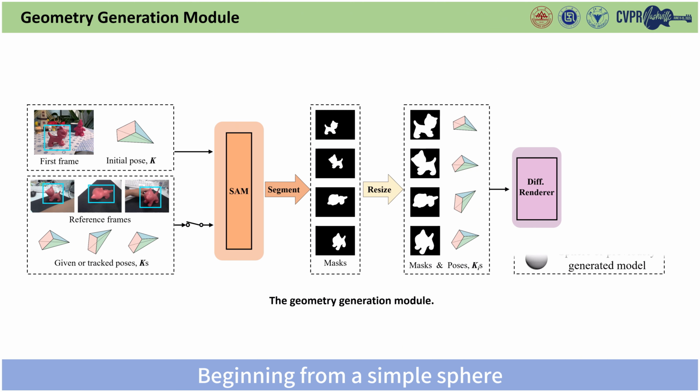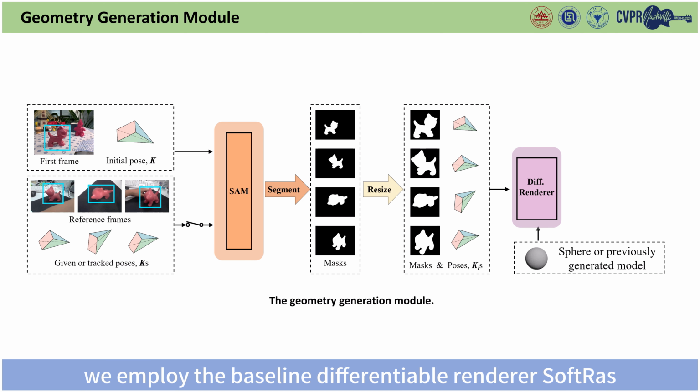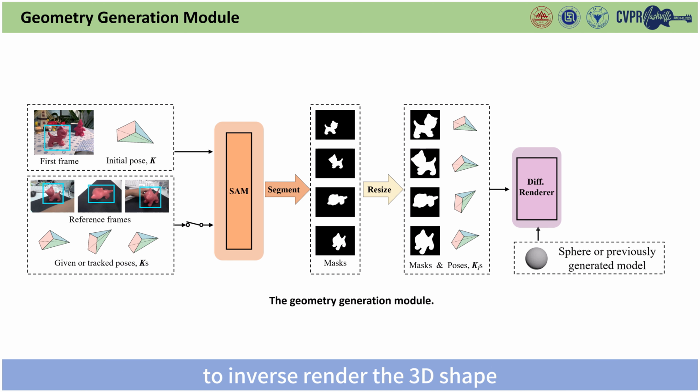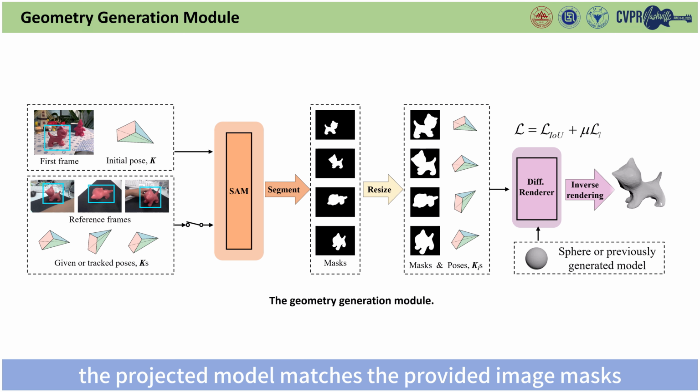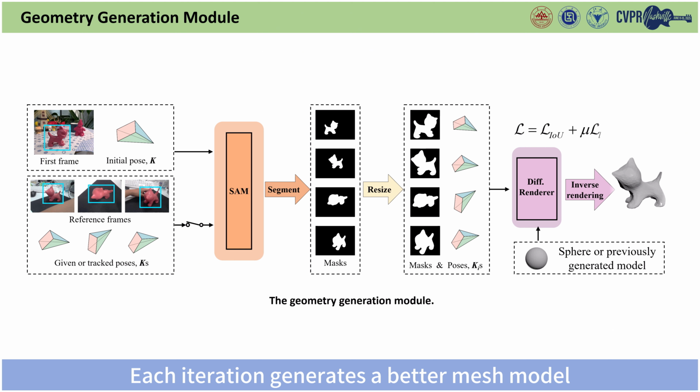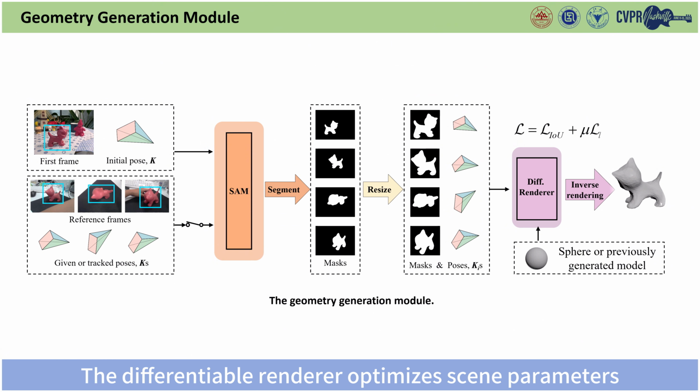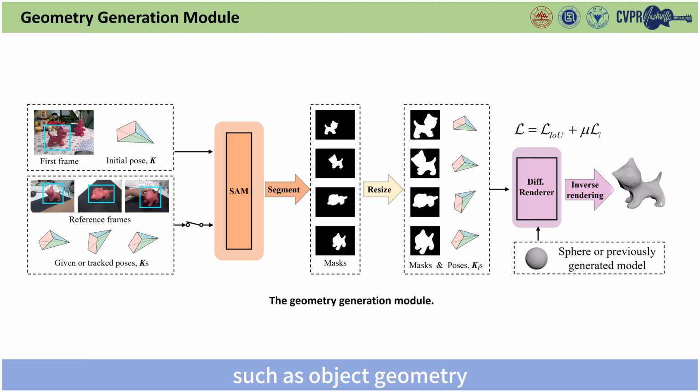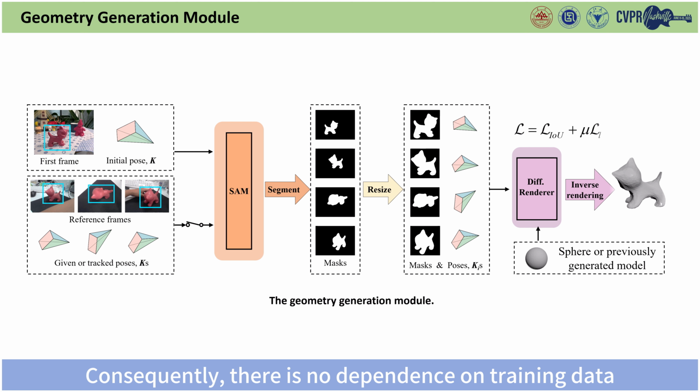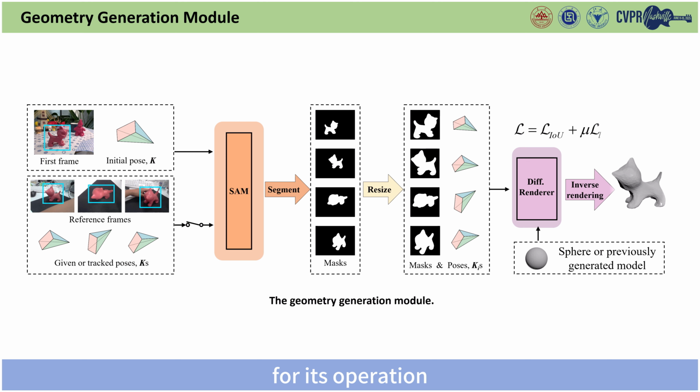Beginning from a simple sphere, we employ the baseline differentiable renderer SoftRas to inverse render the 3D shape by minimizing a loss function that evaluates how well the projected model matches the provided image masks. Each iteration generates a better mesh model, which is then handed off to the pose optimization module for tracking. The differentiable renderer optimizes scene parameters, such as object geometry, while the renderer itself does not require additional training. Consequently, there is no dependence on training data for its operation.